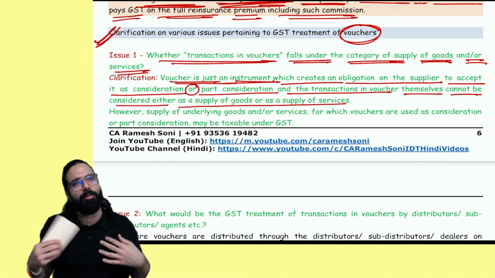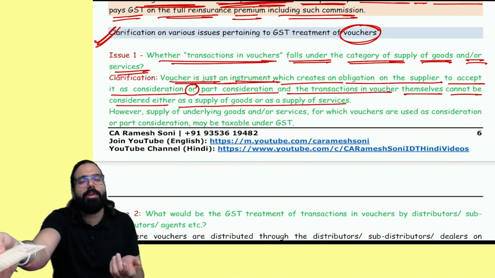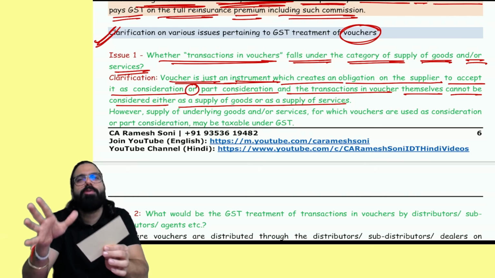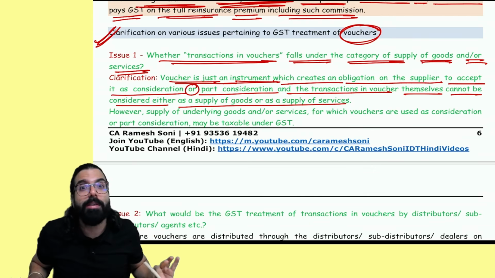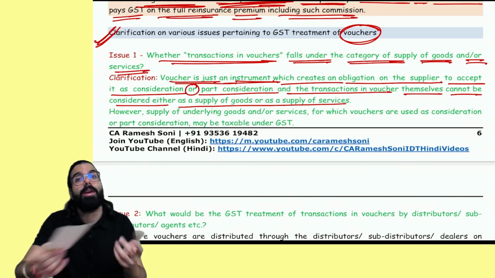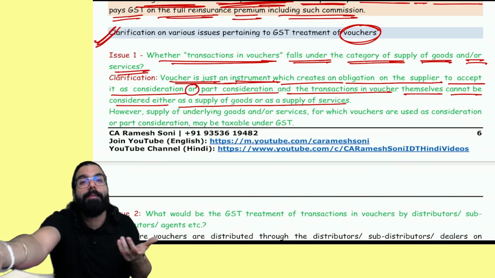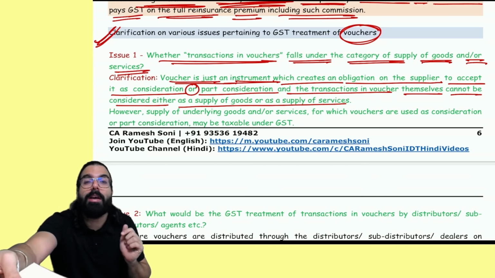So, for example, I am Shopper Stop. I am selling a voucher to a person for 5,000 rupees. Is voucher goods or service? It is neither goods nor service. They have clarified over here. Vouchers are neither goods nor service. It is like money. You are using it to pay for something. So GST will not come on the voucher.